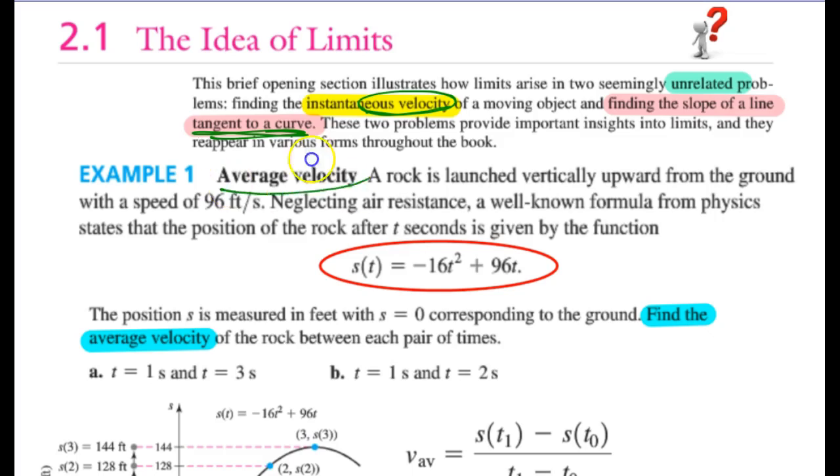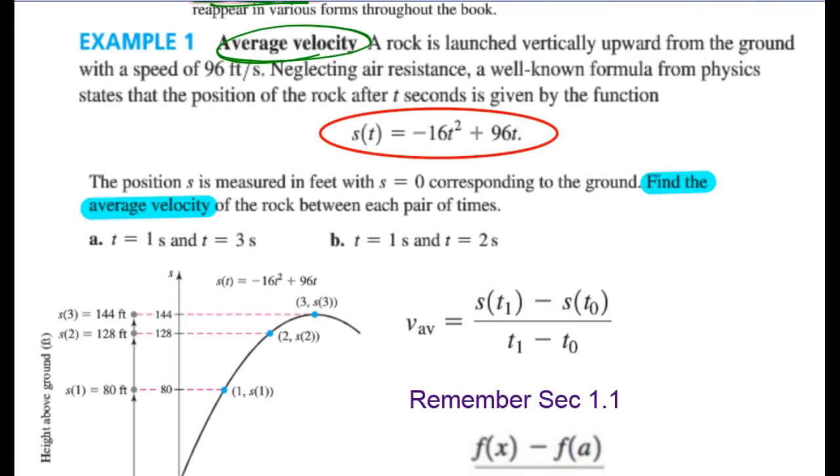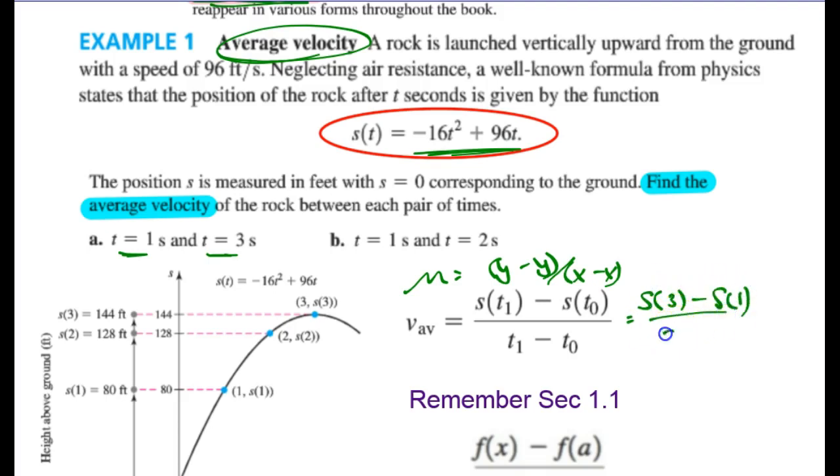So the first thing we're going to look at is average velocity. And average velocity is really just the slope of the line. And the best way to describe slope of a line is change in y over change in x. So we have a function here, and to find the average velocity between 1 and 3 seconds, we'll evaluate the function. The function is not f, it's s, so s at 3 minus s at 1 all over 3 minus 1.